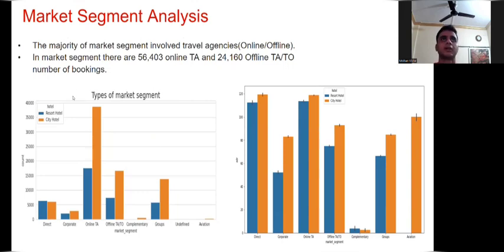So, market segment analysis. The majority segment involves travel agencies, online and offline. Okay. So in market segment, there are around 56,403 online TA and 24,160 offline TA or DO.